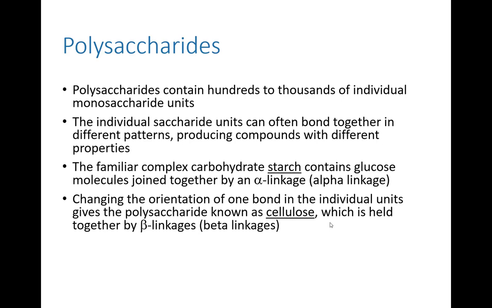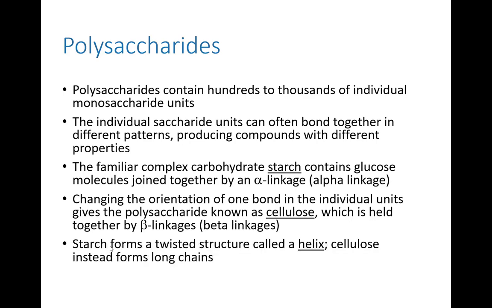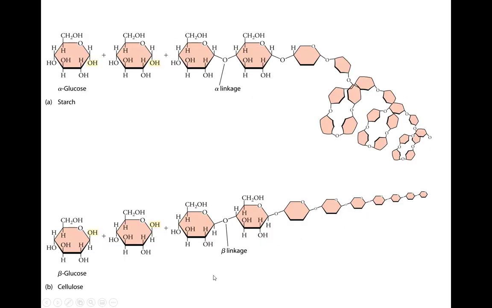If, on the other hand, we have beta linkages between the different glucose units, we get a molecule with an entirely different set of properties called cellulose. We'll focus first on starch, and then we'll look at cellulose a little bit later. But suffice it to say, starch is primarily found in a cyclic, twisted kind of structure called a helix, whereas cellulose, owing only to the differences between the linkages, forms long chains.